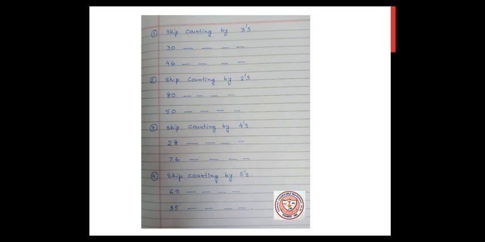I repeat, skip counting is when a number is increased by the same value each time. To skip count, you add the same number over and over.